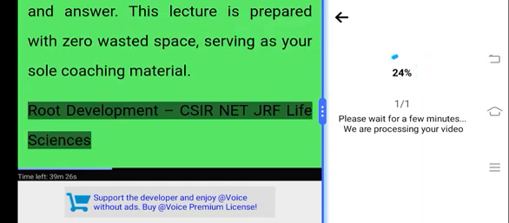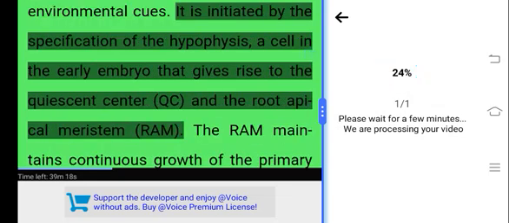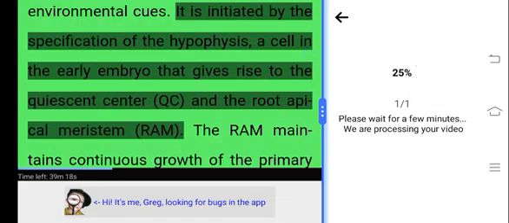Root development, CSIR-NET JRF Life Sciences. Root development in higher plants is a tightly coordinated and highly conserved process that begins during embryogenesis and continues post-embryonically under both intrinsic genetic control and environmental cues. It is initiated by the specification of the hypophysis, a cell in the early embryo that gives rise to the quiescent center (QC) and the root apical meristem (RAM).